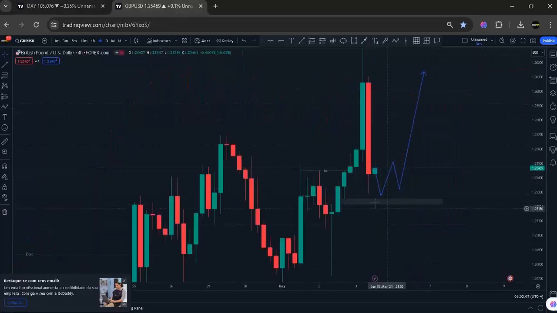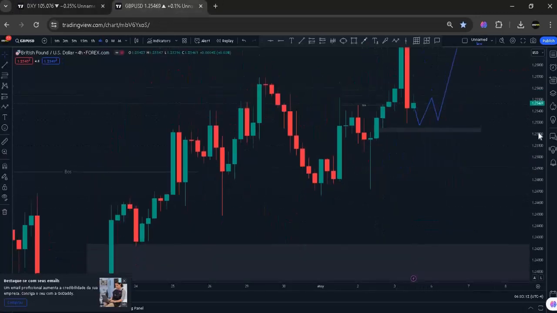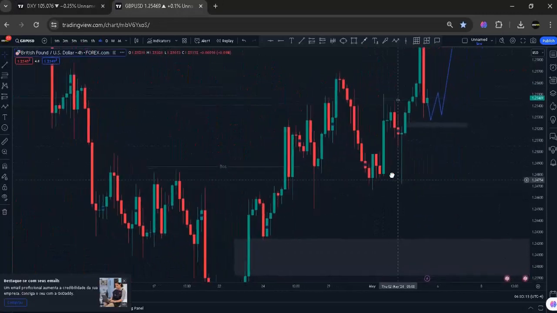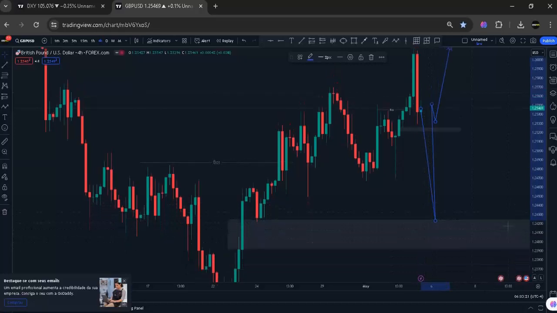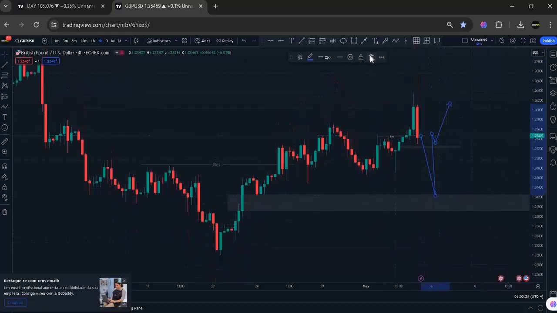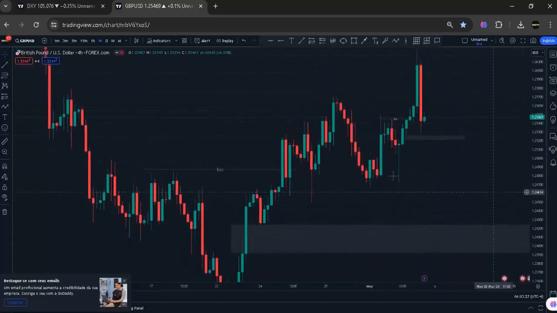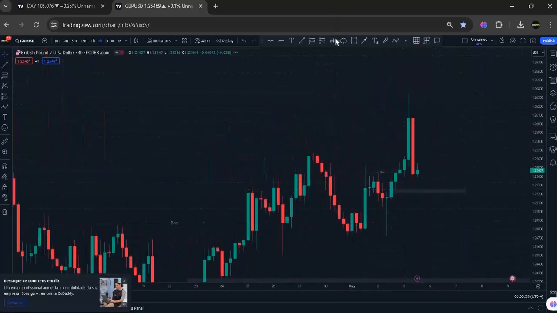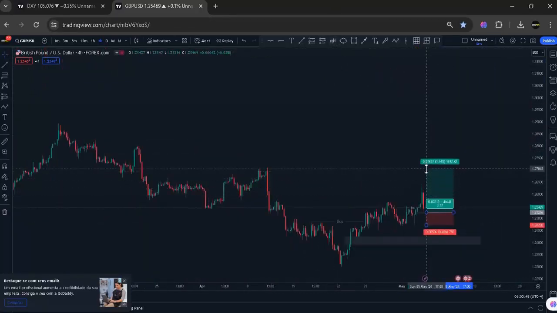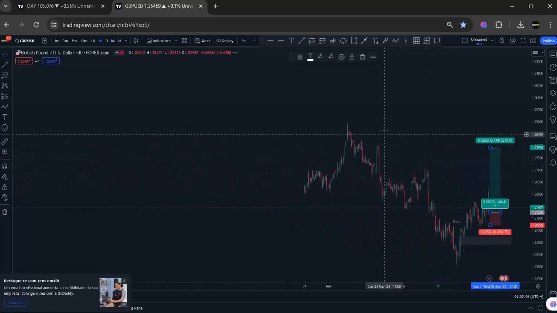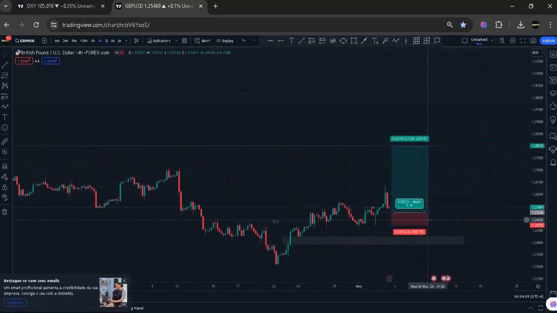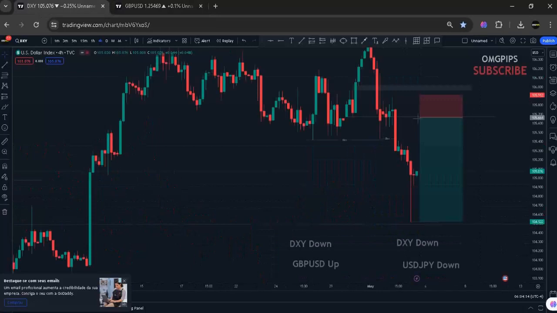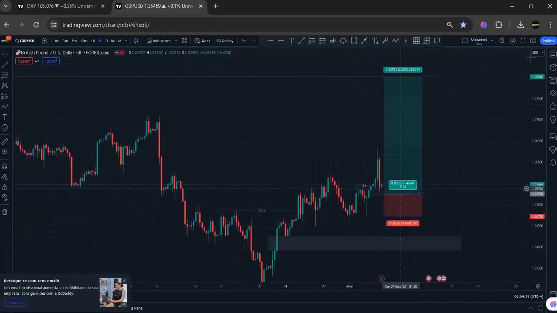Or if you don't find support here, the only place that I see fitting to hold price would be this fair value gap down here, the daily fair value gap, but that's too far. So we'll just have to wait and see. If this fair value gap holds, we'll have something like this for a trade, at least to that level, at least to this high. DXY going down, GBP USD going up.